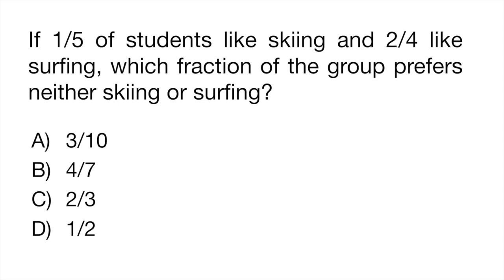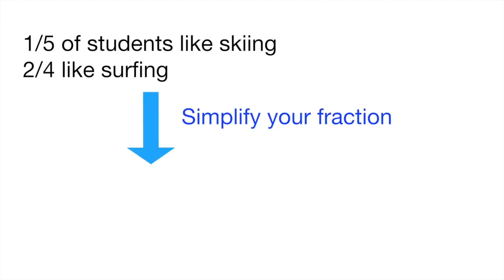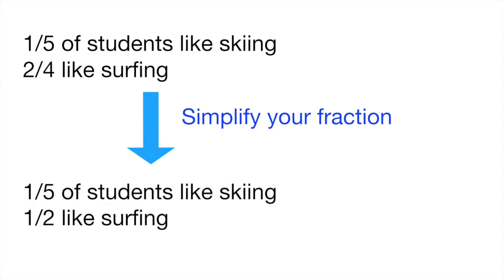So this is a fraction problem. It says, if 1/5 of students like skiing and 2/4 like surfing, which fraction of the group prefers neither skiing or surfing? Okay, so to do this problem, the first thing that I suggest that you do is simplify your fractions. So 1/5 of students is going to remain the same, but 2/4 is going to be simplified to 1/2. Okay, so we have 1/5 of students like skiing, 1/2 like surfing.